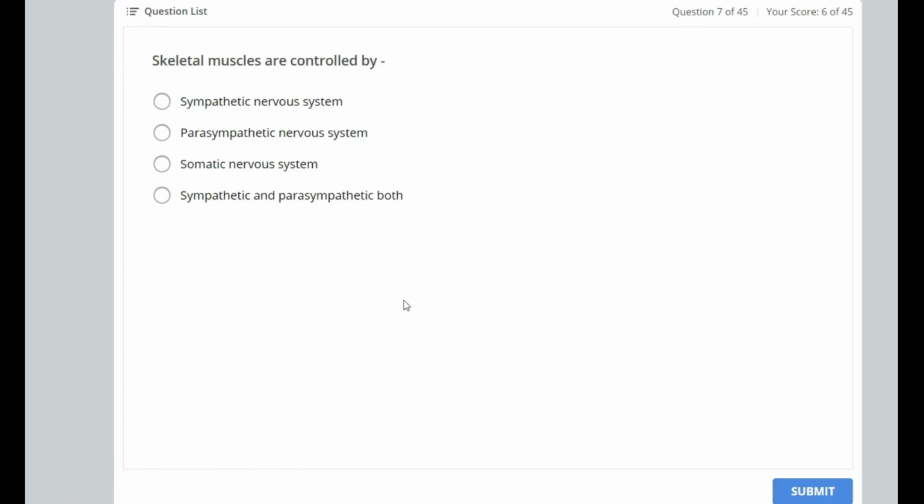Skeletal muscles are controlled by sympathetic nervous system, parasympathetic nervous system, somatic nervous system. Sympathetic and parasympathetic, both, that means both the nervous systems. Which is the right answer for the seventh question? Somatic nervous system is the right answer.